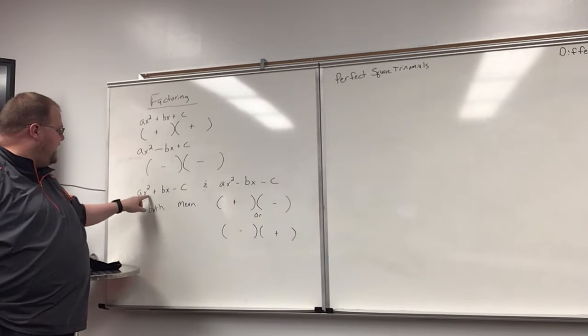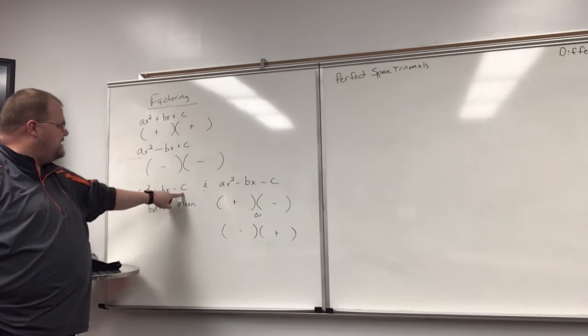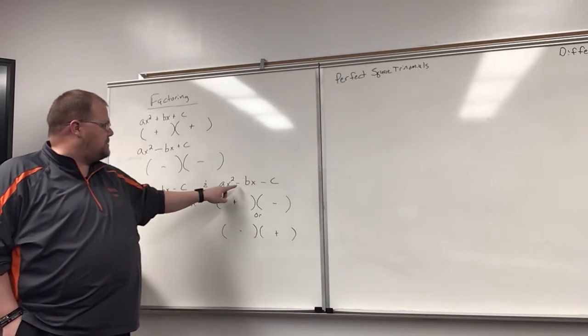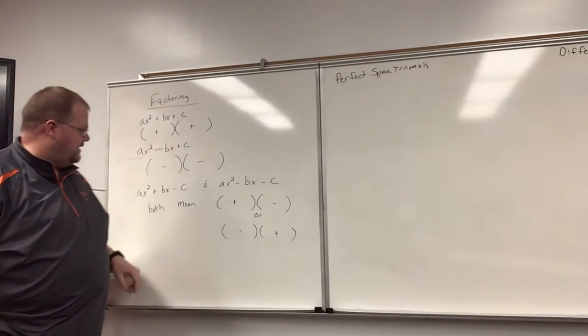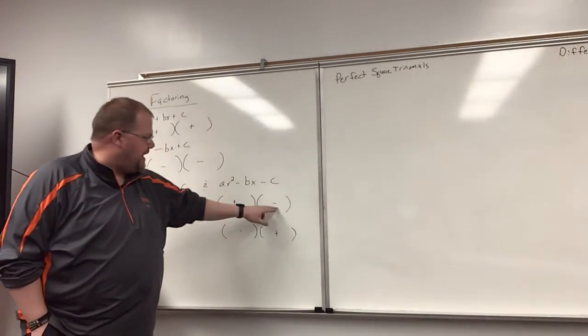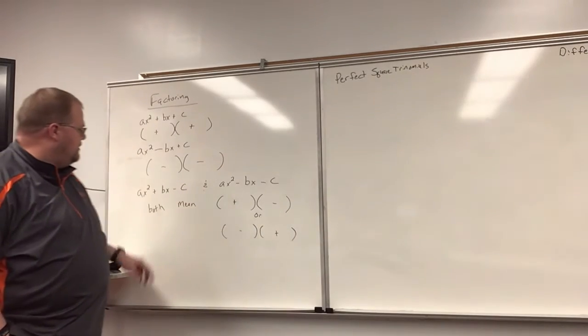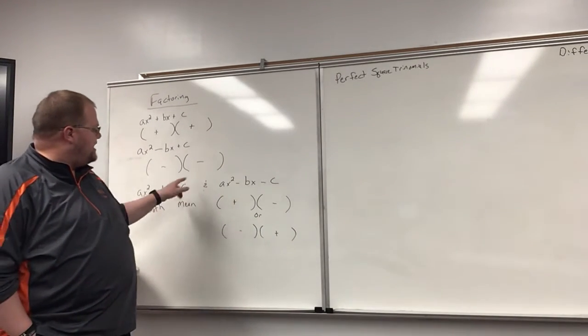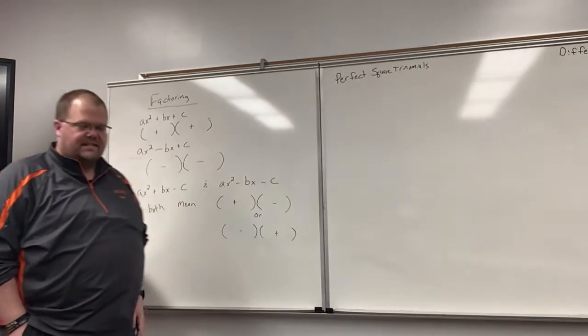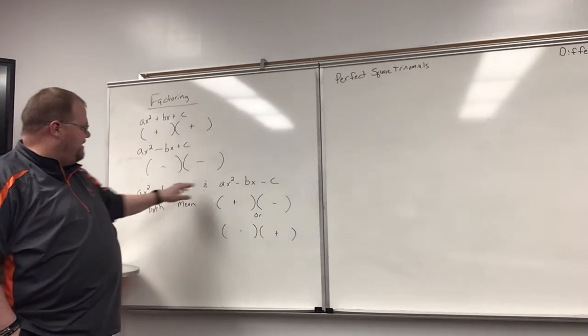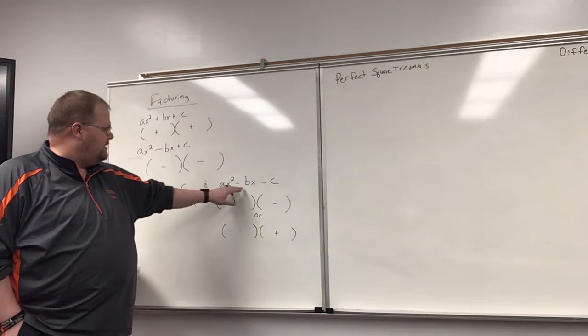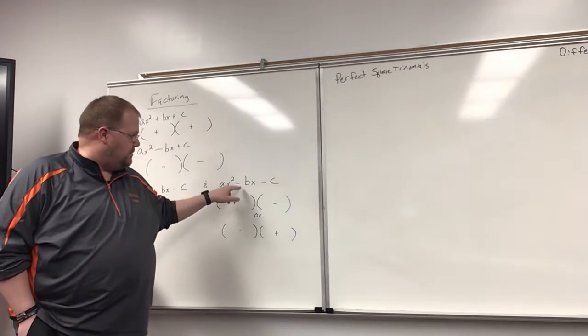If it says ax squared plus bx minus c, or ax squared minus bx minus c, they're going to be plus minus or minus plus. Because in this case, they have to multiply to a negative, so one's got to be positive, one's got to be negative, and then they've either got to add or subtract to get the middle one.